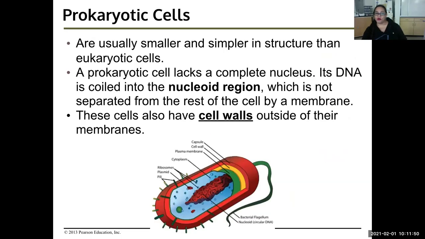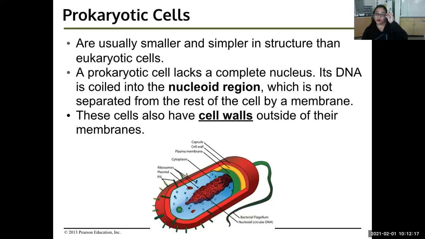Prokaryotic cells are usually smaller and simpler in structure than eukaryotic cells. A prokaryotic cell lacks a complete nucleus. Its DNA is coiled into the nucleoid region, which just kind of floats in the center. You can see at the bottom picture. There's the nucleoid region, the red squiggly in the middle. But it's not separated from the rest of the cell by its own membrane.